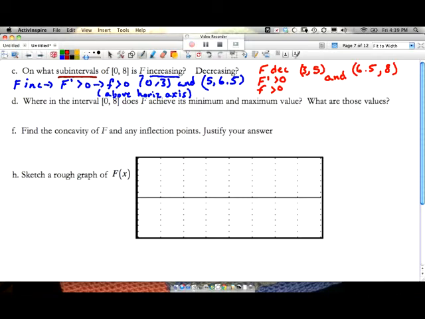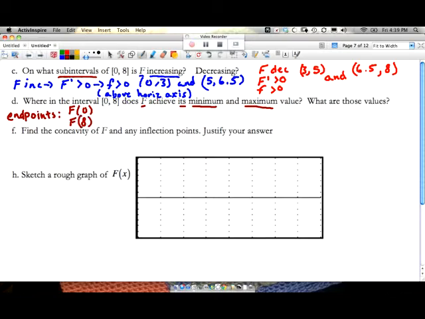Where in the interval, now we're on D, where in the interval does f achieve a minimum and a maximum? Now there's something implied here. When it says when does it reach its minimum or its maximum, they're talking about absolutes, not just any min or max, but the max and the min. Well, a couple things we need to check. First, we got to check our endpoints. And those endpoints in question are 0 and 8. So we got to figure out what's f of 0 and what's f of 8.